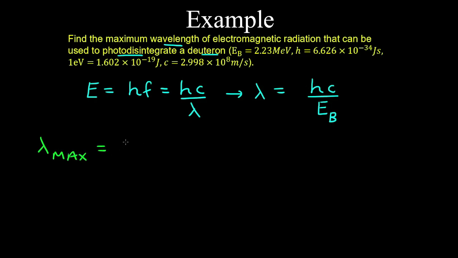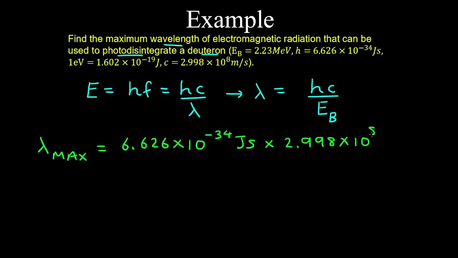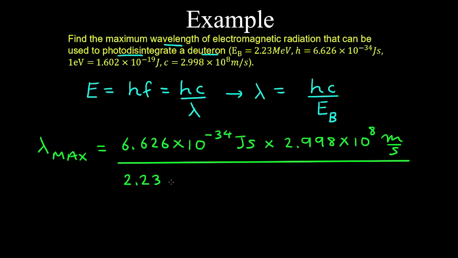is Planck's constant, which is 6.626 by 10 to the minus 34 joule seconds, multiplied by the speed of light, which is 2.998 by 10 to the 8 meters per second, and that's divided by the binding energy, which is 2.23 mega electron volts, or multiplied by 10 to the 6 electron volts.